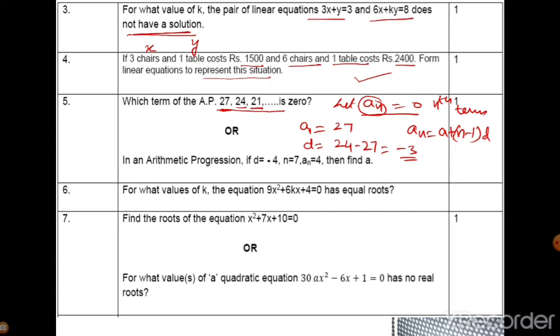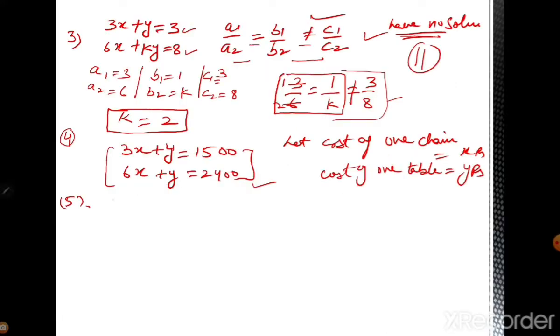Now we know your a is 27. Your d is minus 3. So we'll substitute these values in the nth term. What is your nth term? Your nth term an is a plus n minus 1 into d. And that is 0, because it is given in the question, which term of an AP is 0? We are saying the nth term of an AP is 0. So nth term means an is 0. a plus n minus 1 into d is 0.